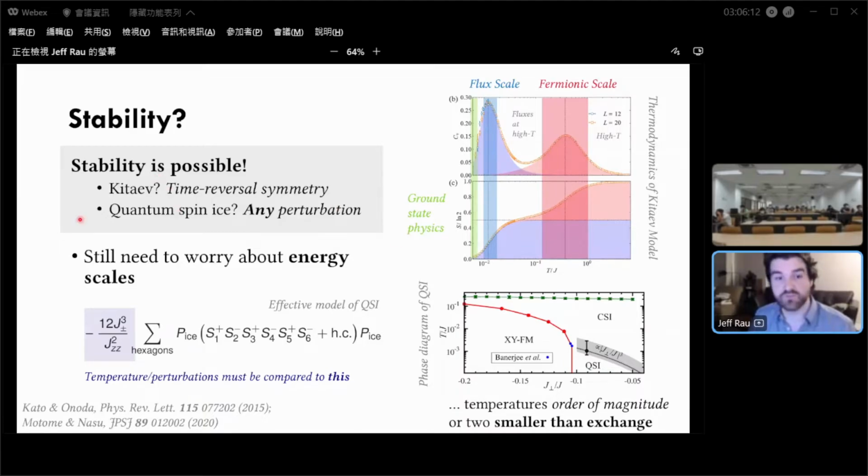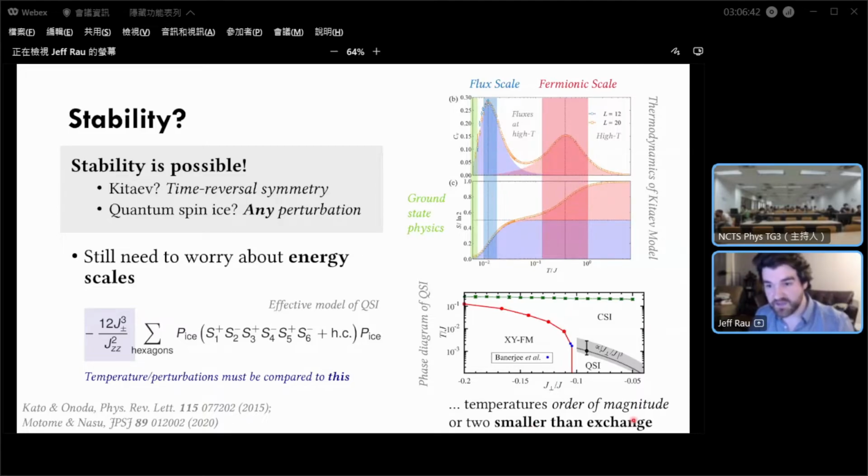But we still do need to worry about energy scales, right? When we say it's stable, we mean it's stable if the perturbation is infinitesimal. For KDEV models, that means much, much smaller than, say, this flux gap. And this flux gap, if you look at this plot here, is not of order 1 in this exchange scale. It's way smaller than that, orders of magnitude smaller. So when we say small here, that's what we mean: small relative to this already reduced energy scale.